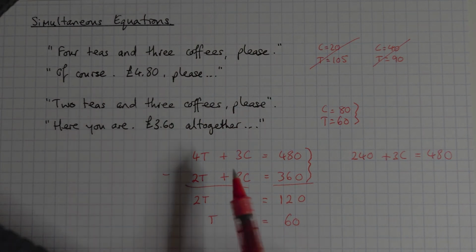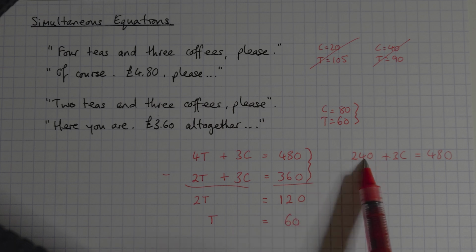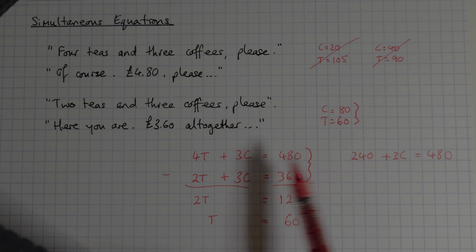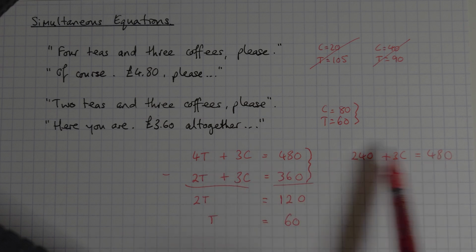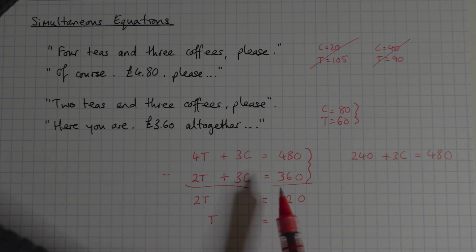Okay, you get that? So I've just rewritten this top one. I've just rewritten that 4t's. I now know that t is 60p. But I've written 4t's, which is definitely £2.40, plus 3c equals 480. So I've just written this top one again. This and this is exactly the same, but I've substituted the t being 60.